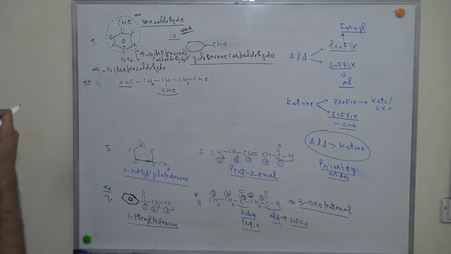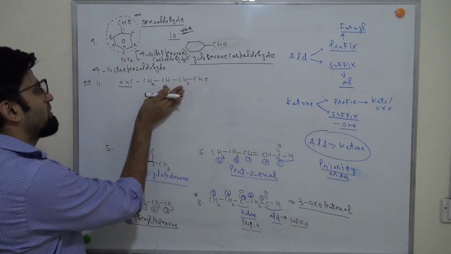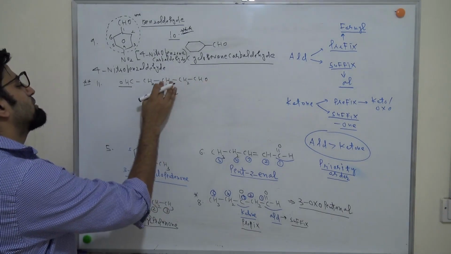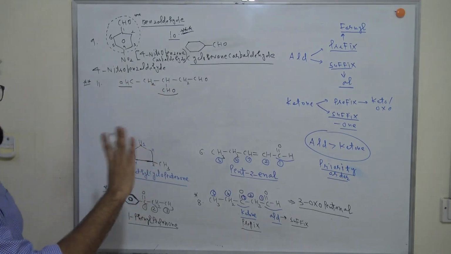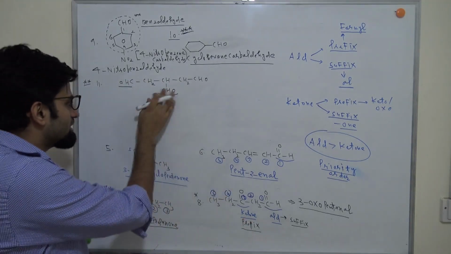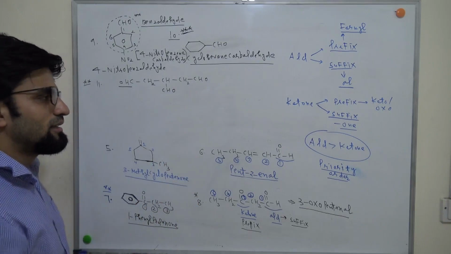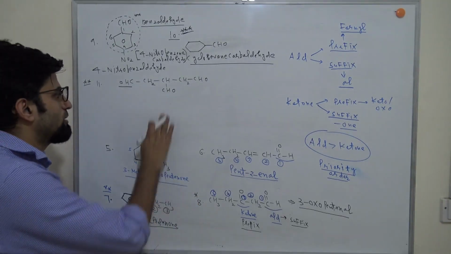Why are you not including me in the main chain? Now suppose there were only two CHO, one CHO here, one CHO there, then there is no problem. You count 1, 2, 3, 4, 5, and both CHO are getting equal treatment. But now there is another CHO that is questioning you, why you are not including me.